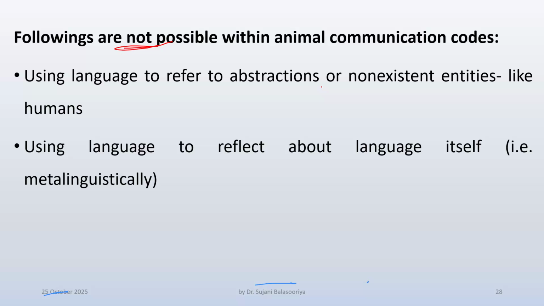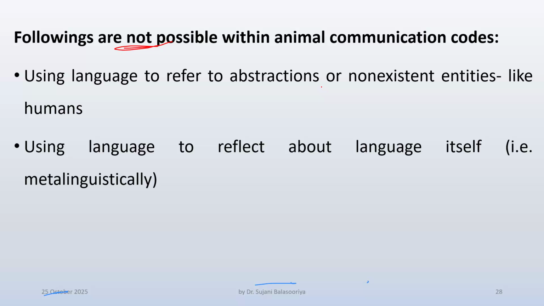And we can talk about heaven, hell. We have not been there. We are not sure whether they are really existing or not. Non-existent things. Still we can talk about them. But the thing is, animals can't use language for these purposes. They can't use their communication codes to refer to intangible things or abstractions, or even to refer to things that are not existing. It's another big difference between animal and human language, right?